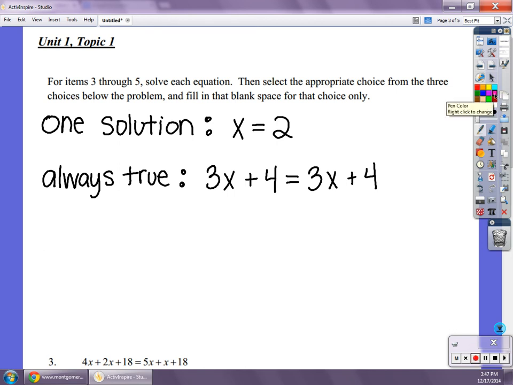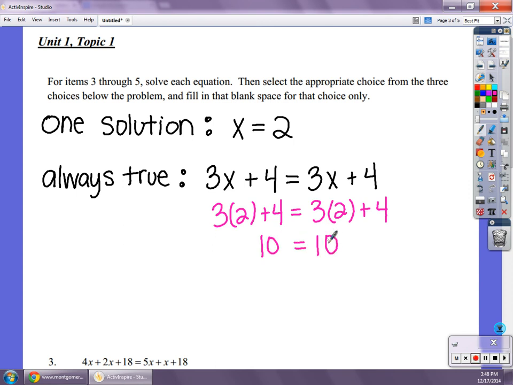Let's take a value for x, like 2. I'm going to substitute 2 into both sides of my equation. Okay? I'm going to simplify each side of the equation. So I have 3 times 2 plus 4, which is going to give me a value of 10 on each side of my equation. And notice we get the exact same thing on both sides, and I hope that we can agree that 10 does in fact equal 10. Now for any x value we plugged in, we know that the 2 sides of the equation are going to be equal. The final answer choice is never true.